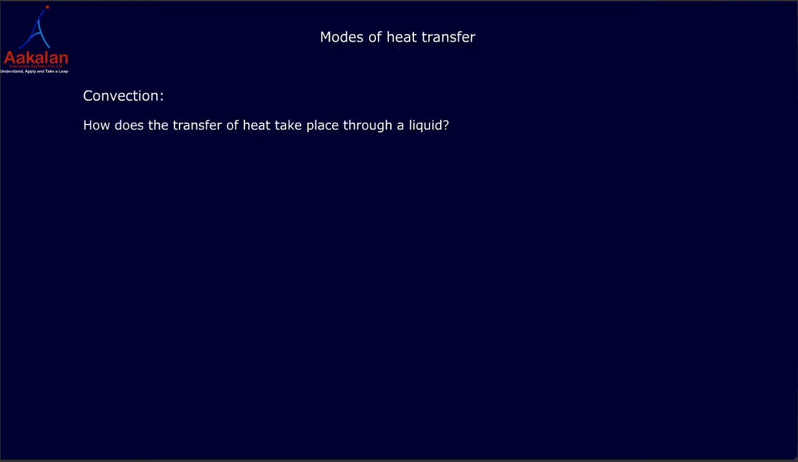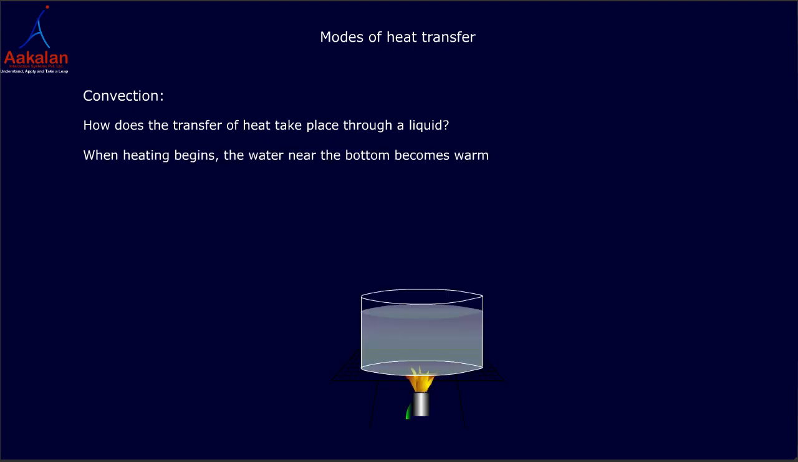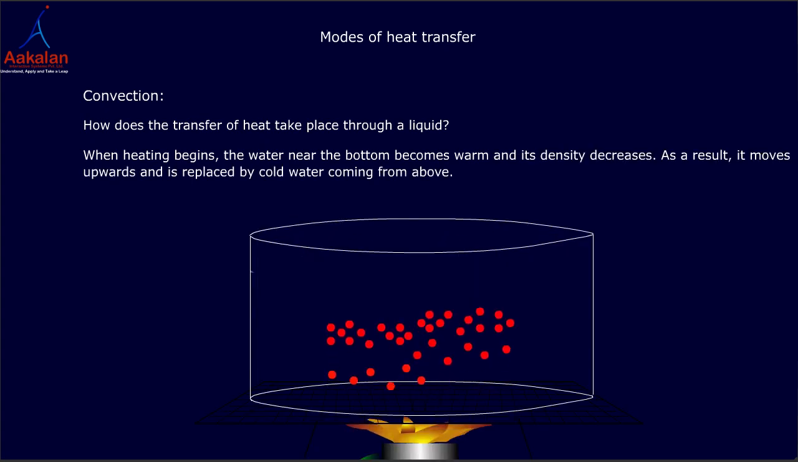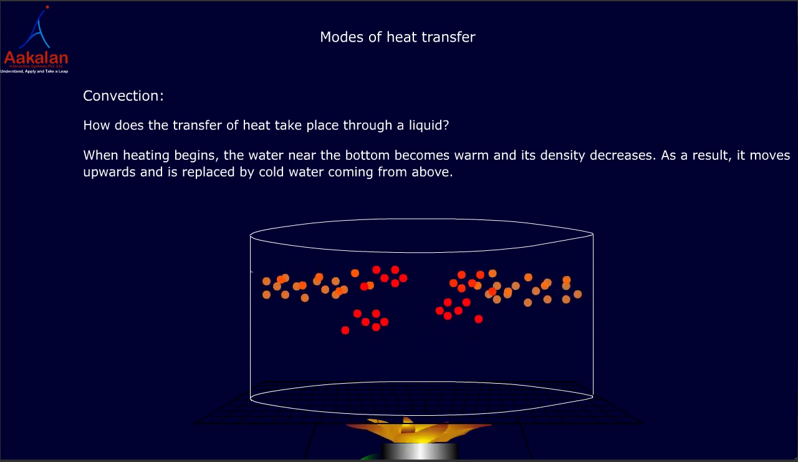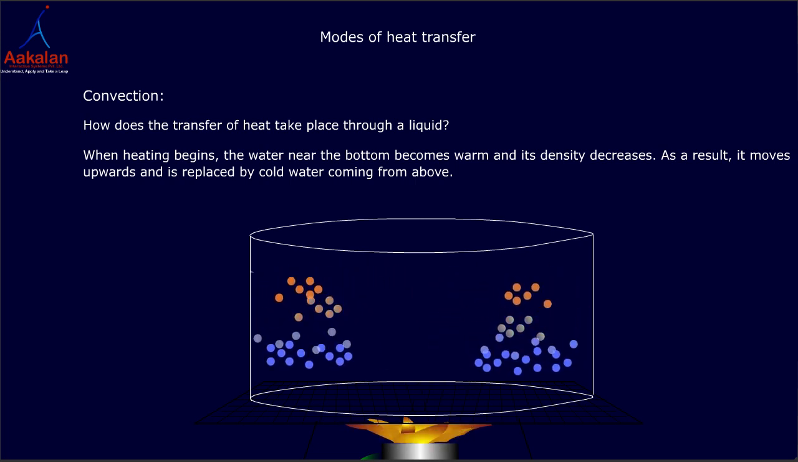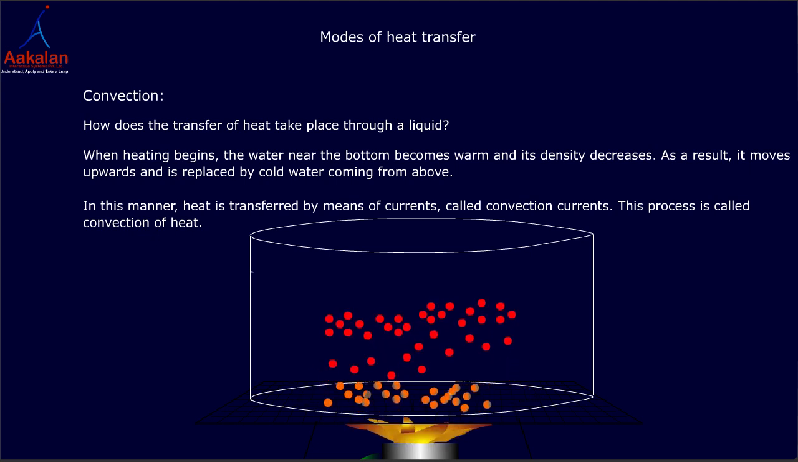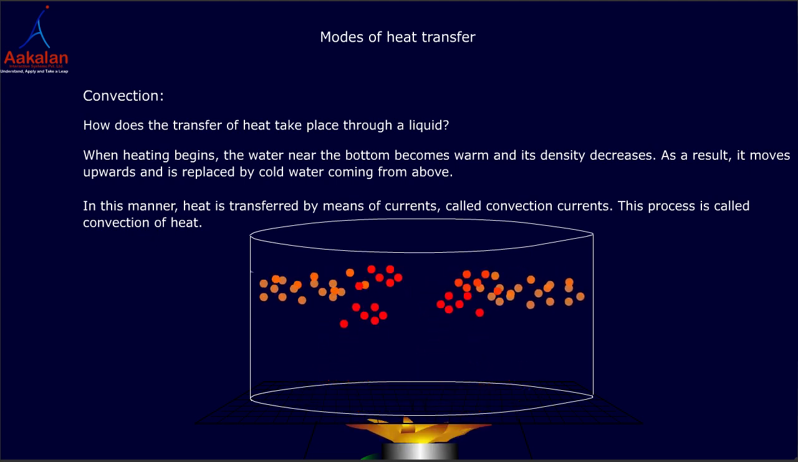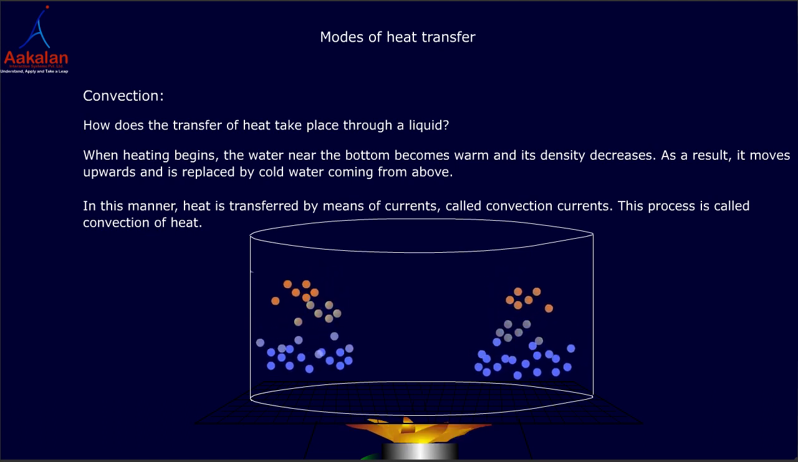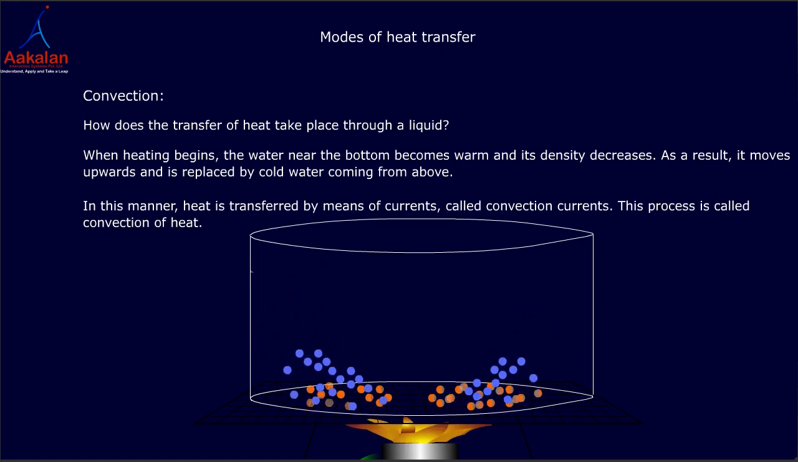How does the transfer of heat take place through a liquid? When heating begins, the water near the bottom becomes warm and its density decreases. As a result, it moves upwards and is replaced by cold water coming from above. In this manner, heat is transferred by means of currents called convection currents. This process is called convection of heat.